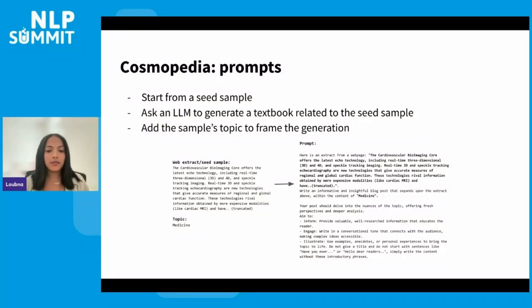And then we give the LLM some criteria about how the textbook should look like. For example, in this case, we asked that it should inform, it should give valuable information related to this topic. It should also engage with the reader while using a narrative tone and trying to make complex ideas accessible. So we can completely control what the generation will look like. And then we feed this to our model. And we try to add as many seed samples as we can and as many topics as we want to have a very diverse and large dataset.